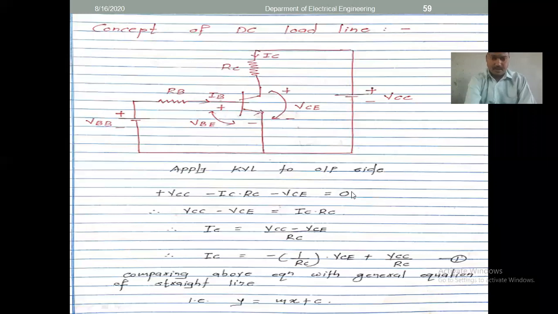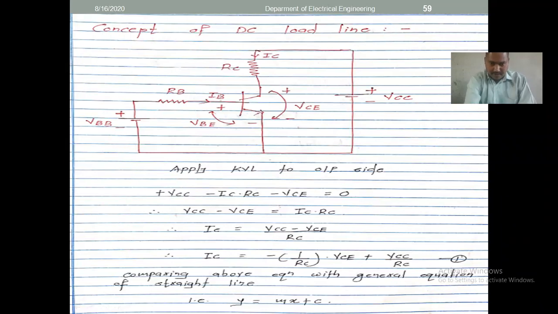This is the equation. After that, we take IC into RC to the other side, so the negative becomes positive. So VCC minus VC is equal to IC into RC. We have to separate out this IC and this RC, so IC equals VCC minus VC divided by RC. This is the equation for IC.